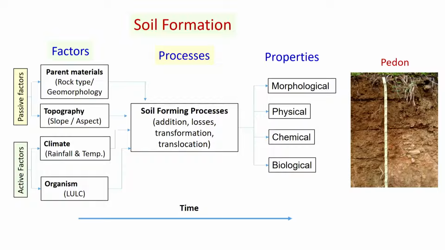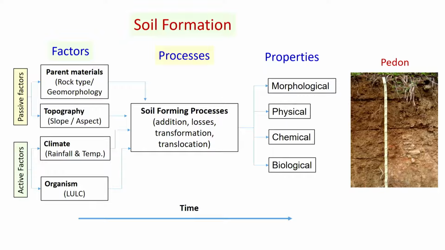Chemical characteristics are the pH of the soils, electrical conductivity, cation exchange capacity of the soil, and soil nutrients: nitrogen, phosphorus, potassium, and secondary nutrients, calcium, magnesium, and micronutrients. And biological properties, meaning how much microorganism is present in the soils, and the biological property which we measure in the soil survey is the amount of organic matter, how much organic matter is present in the soil.